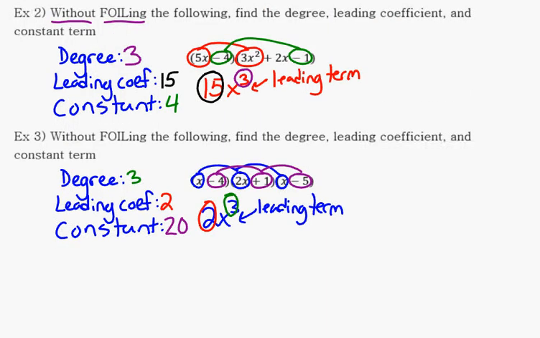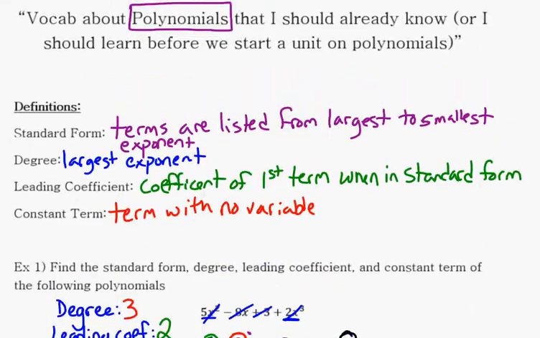So we're going to use these terms a lot as we go throughout the unit. Standard form, degree, leading coefficient, and constant term. So get comfortable with them, try out the problems on the back of the page, and we'll look at those once we get to class.